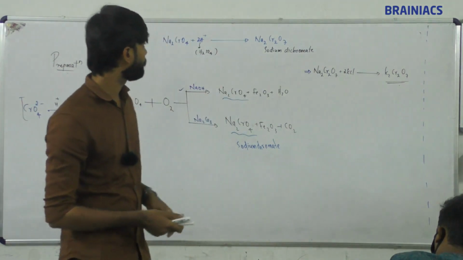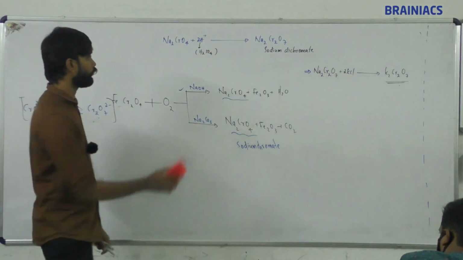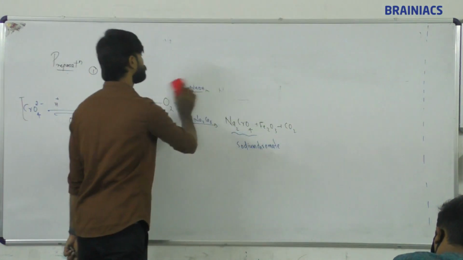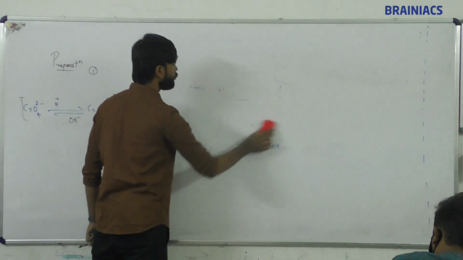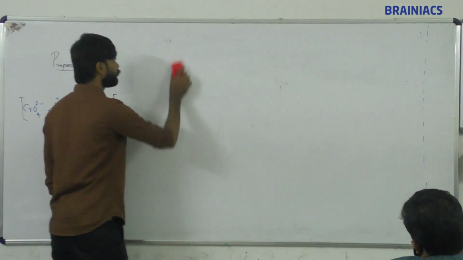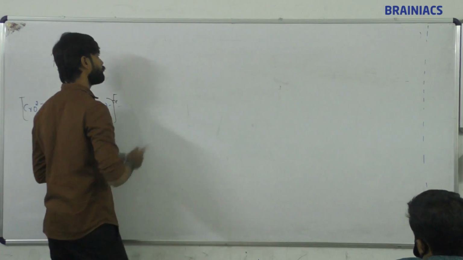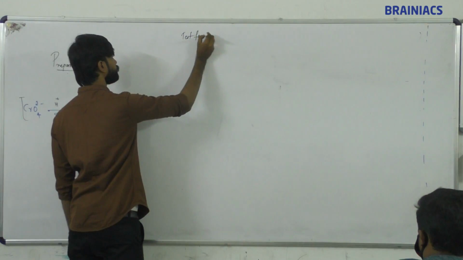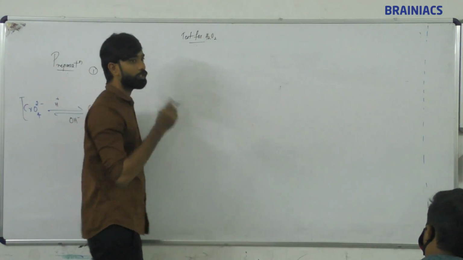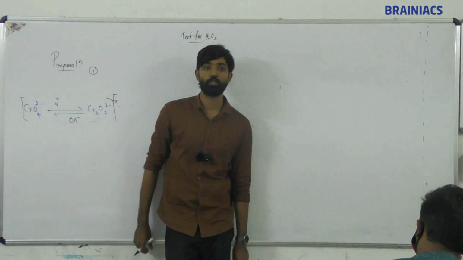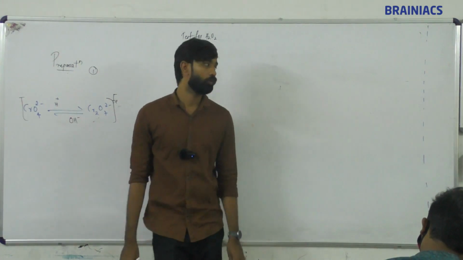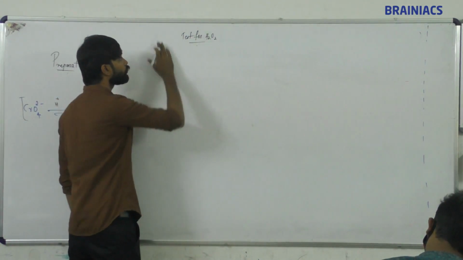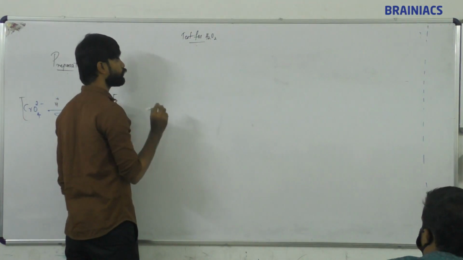Next point. There is an extra point, not in your textbook, but maybe in some questions or in other chapters. Test for H2O2. H2O2, you know, hydrogen peroxide. That's a compound you have to know. That is discussed in your hydrogen chapter.